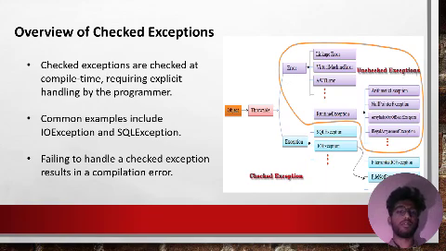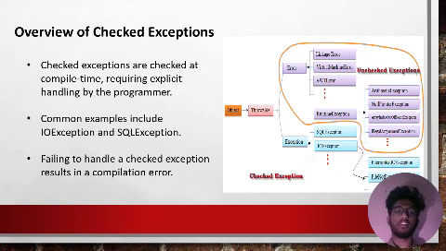Here is the overview of checked exceptions. Checked exceptions are checked at compile time, requiring explicit handling by the programmer. Here we can observe the Throwable class. There are Error and Exception. In Error: LinkageError, VirtualMachineError, AWTError. In Exception there are three types: runtime exceptions, SQL exceptions, IO exceptions. In runtime exceptions: ArithmeticException, NullPointerException, ArrayIndexOutOfBoundsException, IllegalArgumentException. In IO exceptions: InterruptedException, FileNotFoundException.